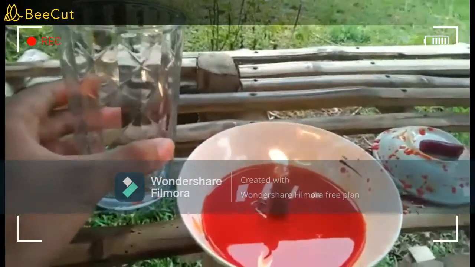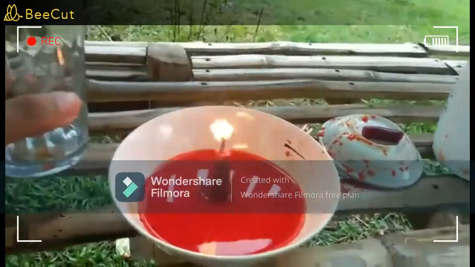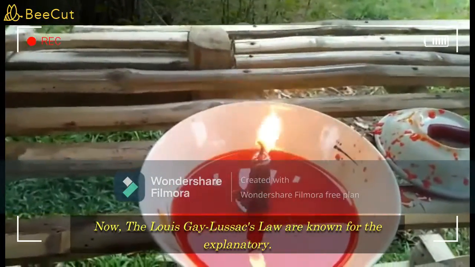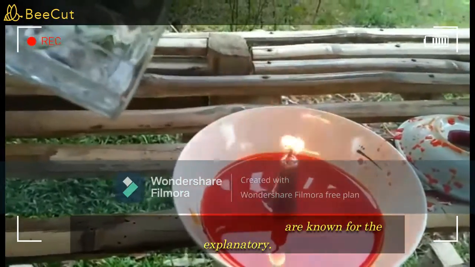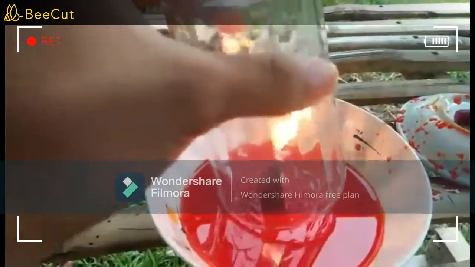The pressure is constantly rising and the temperature kept rising on its own. So now we're going to light up the candle to see what is going to happen. 1, 2, 3.